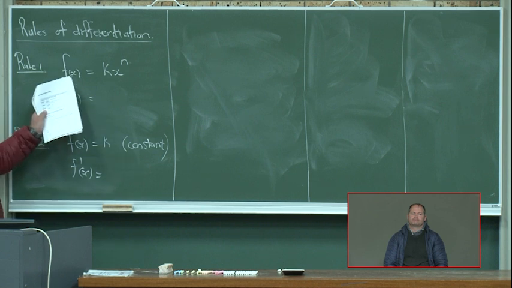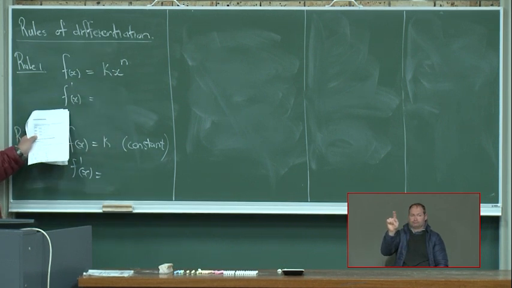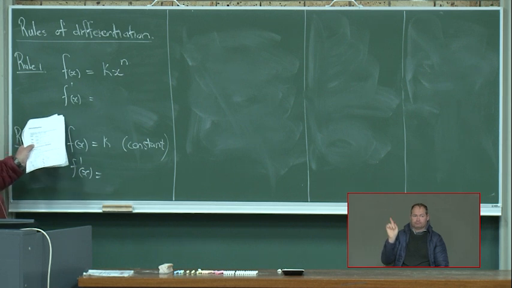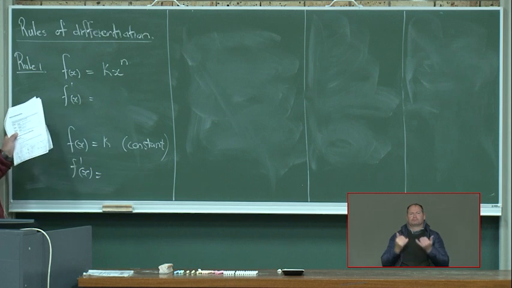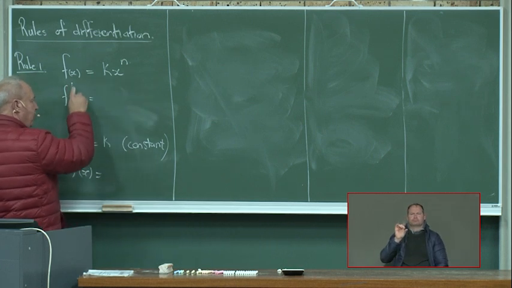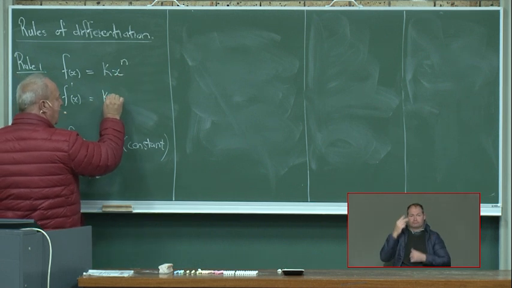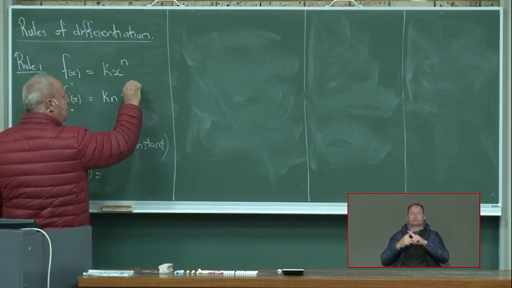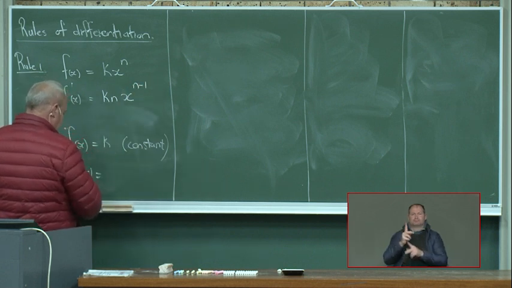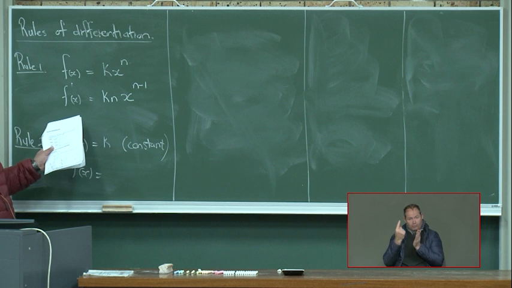People, if f(x) is equal to kx to the power of n, this sign here, f prime x, is the derivative. Now, what is the derivative? If that is the expression, the derivative is the exponent times the coefficient, which is kn. You keep x, you subtract 1 from the exponent. That is the rule that I need to apply if I want to differentiate.